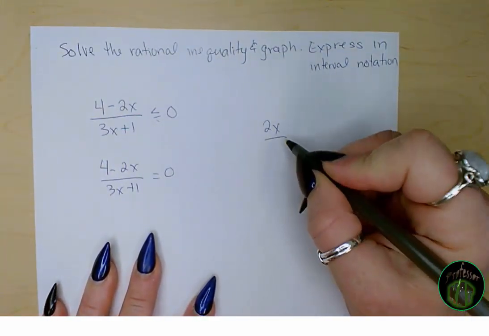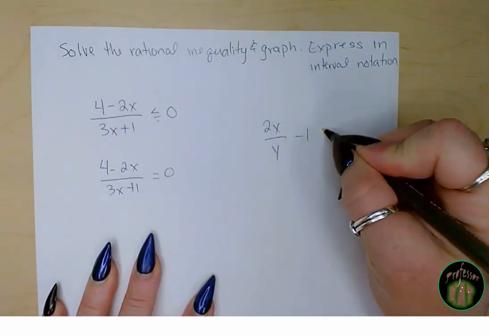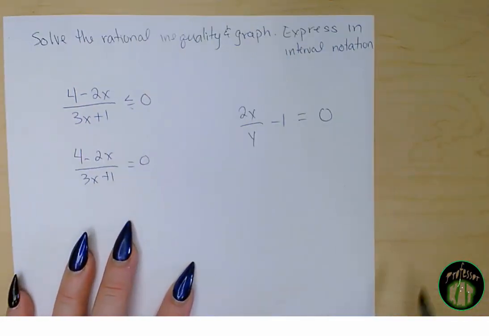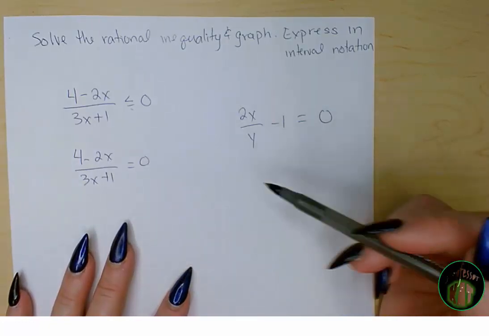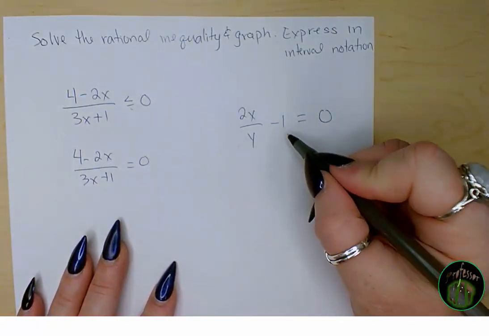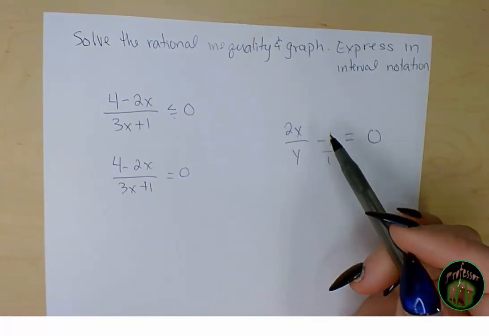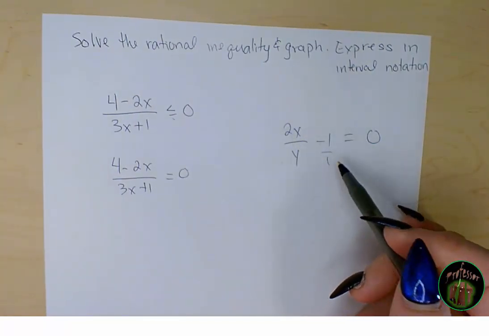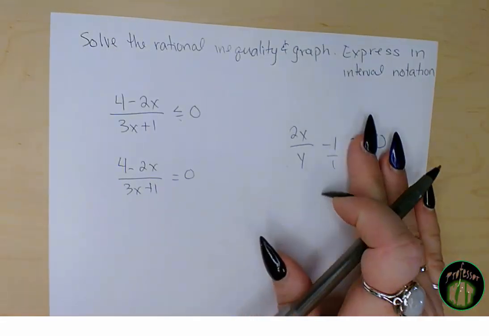So just real quickly, if we had maybe this problem, for example, we would not be able to move to the next step yet because we have two separate terms. We would have to get common denominators and join these two into a single fraction before being able to move on to the next step.